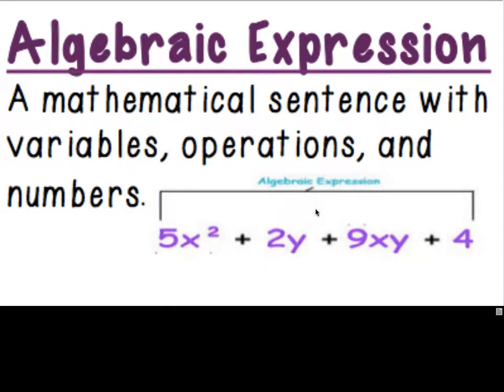So if you look here, this algebraic expression has 5x squared plus 2y plus 9 times xy plus 4. So it has variables, and it has numbers, and it has operations. That is an algebraic expression.